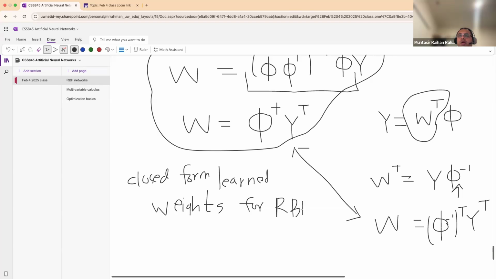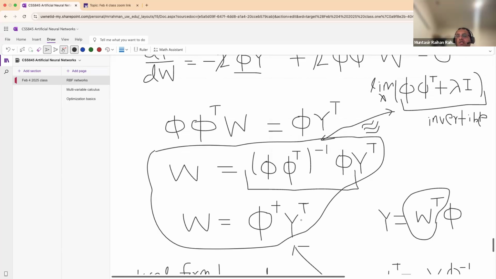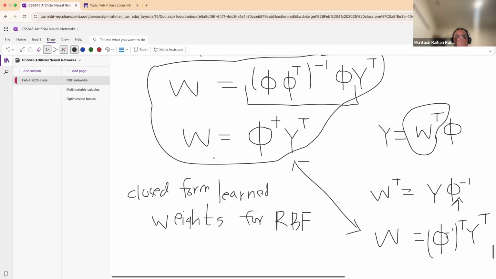Okay. And the way you would learn this is, y is the target output vector, and phi you can compute, and then all you have to do is take the pseudo inverse and multiply by the transpose of the y matrix, and then you have learned the weights. So for your input data set, you can compute these two matrices, and then you just do this matrix calculation, and you have the learned weights, and that would give you the best weights for the RBF network.